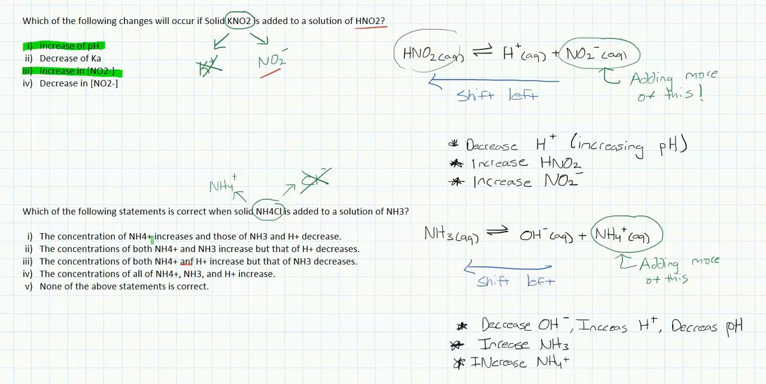Option 1, concentration of NH4 increases. Oh, this one's decreasing. We know these two increased. H plus increased, NH3 increased. So option 4: the concentrations of all, NH4 plus, NH3, all of that increased. So number 4 is the correct answer to this problem. Very, very well done.